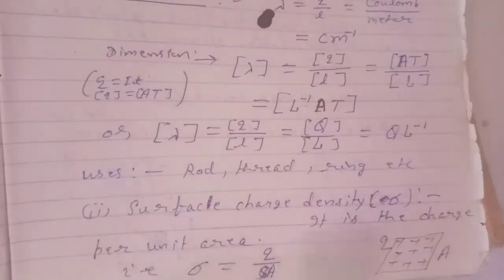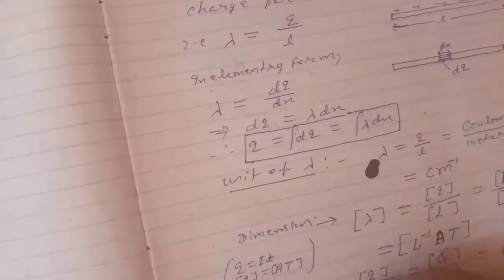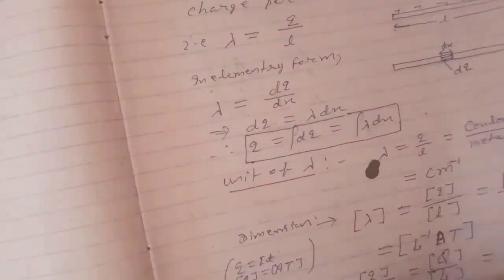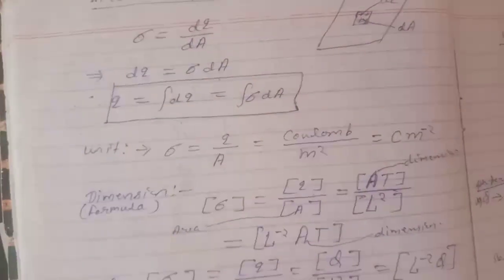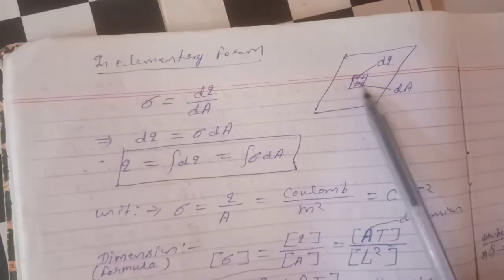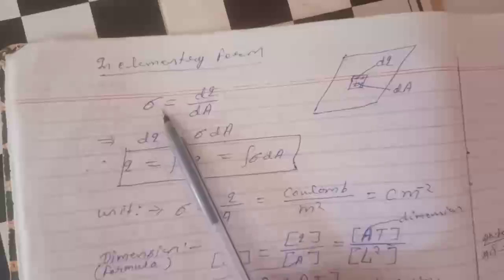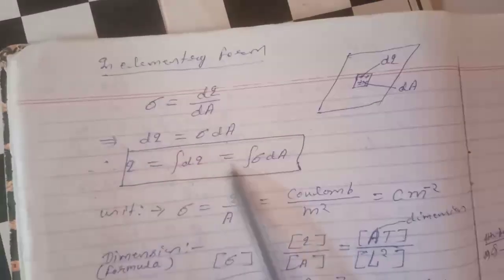Similarly, another is surface charge density sigma, and it is the charge per unit area, given by sigma equal to q by A. If this is a surface which has charge q and its area is A, then sigma will be q by A. Now in elementary form, for example, if this elemental area is dA and it has charge dq, then we can write sigma equal to dq by dA, or this implies dq equal to sigma dA. Hence q equal to integration dq, integration sigma dA.